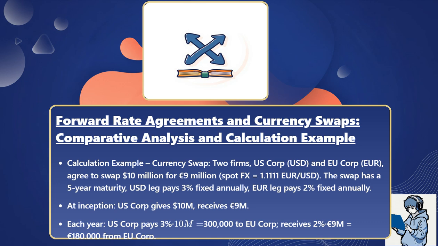Two firms, US Corp in US dollars and EU Corp in euros, agree to swap $10 million for 9 million euros with spot foreign exchange rate 1.1111 euros per dollar. The swap has a 5-year maturity. The US dollar leg pays 3% fixed annually and the euro leg pays 2% fixed annually.